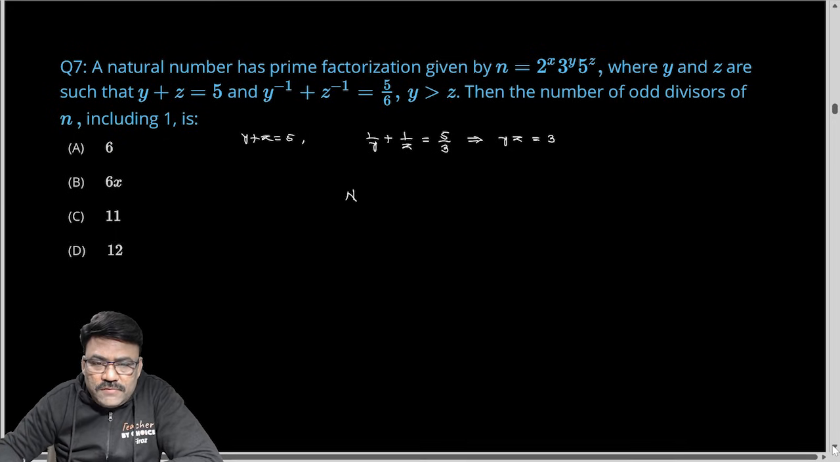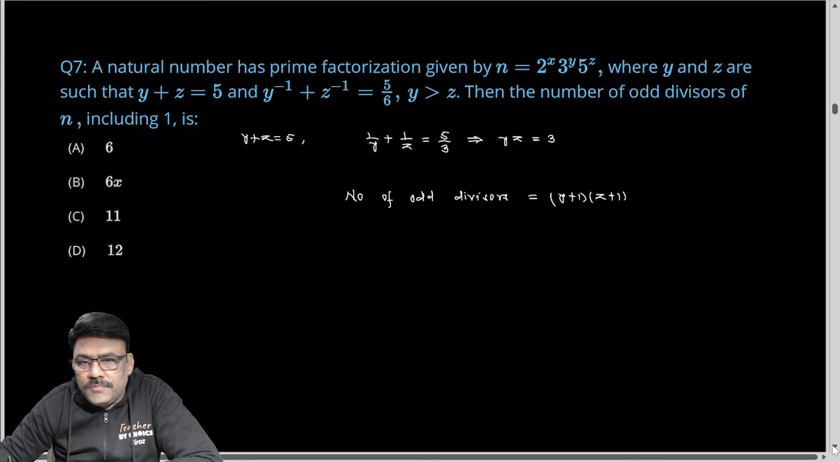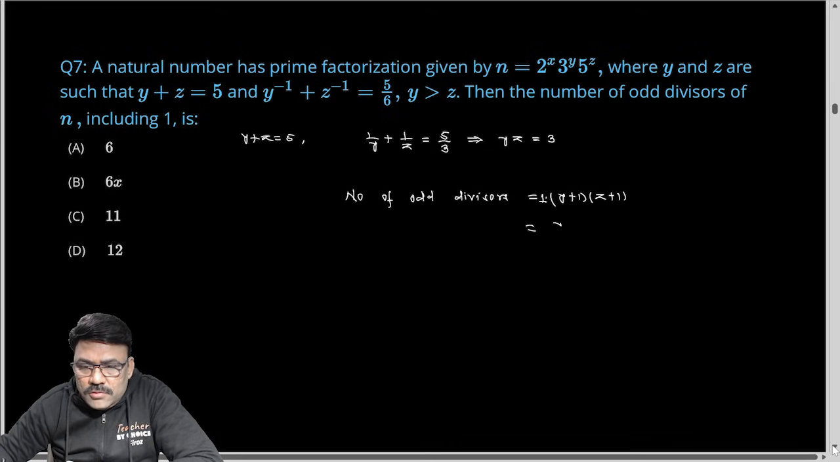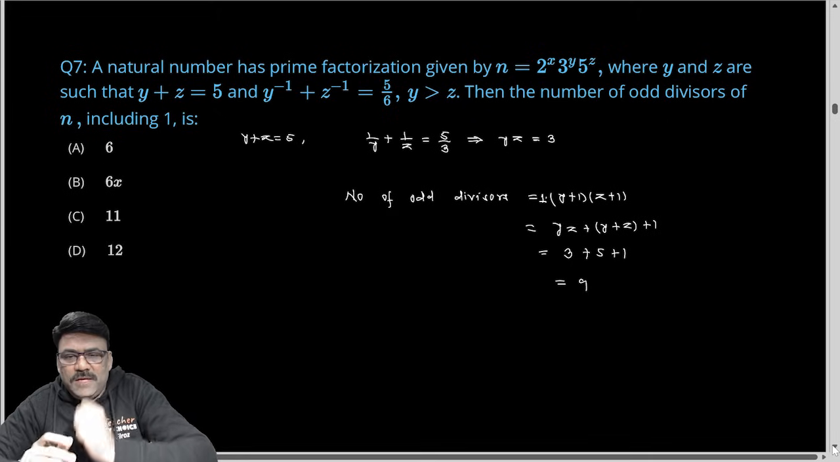Now what will be the number of odd divisors? A factor will be of the form 2 raised to a, 3 raised to b, 5 raised to c only. But since your factor is odd, a can be 0 only. B can be anything from 0 to y, so y plus 1 options. C can be anything from 0 to z, z plus 1 options. Now if you multiply, you are getting yz plus y plus z plus 1. And you can see yz is 3, y plus z is 5, plus 1. So hence the number of odd divisors is 9 here.